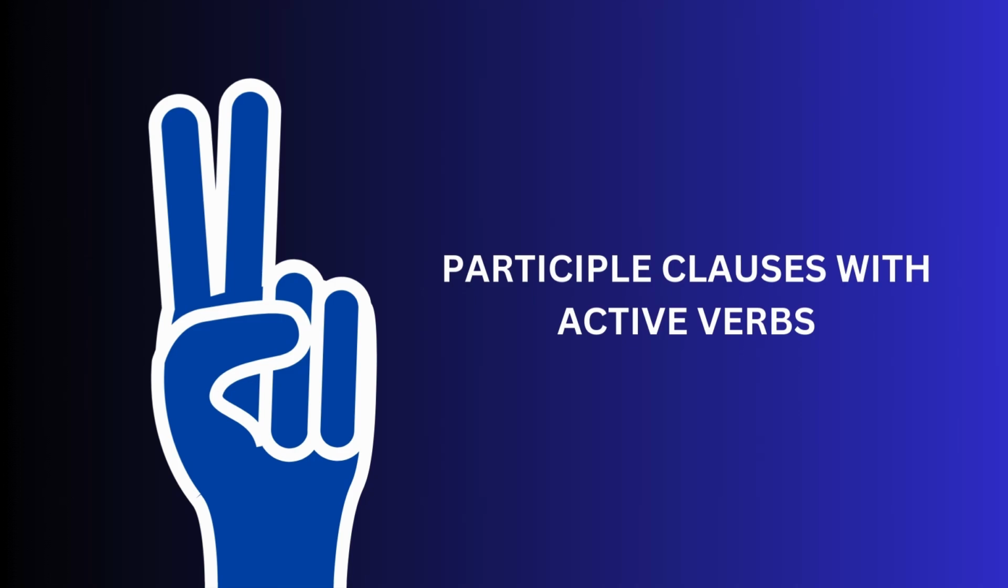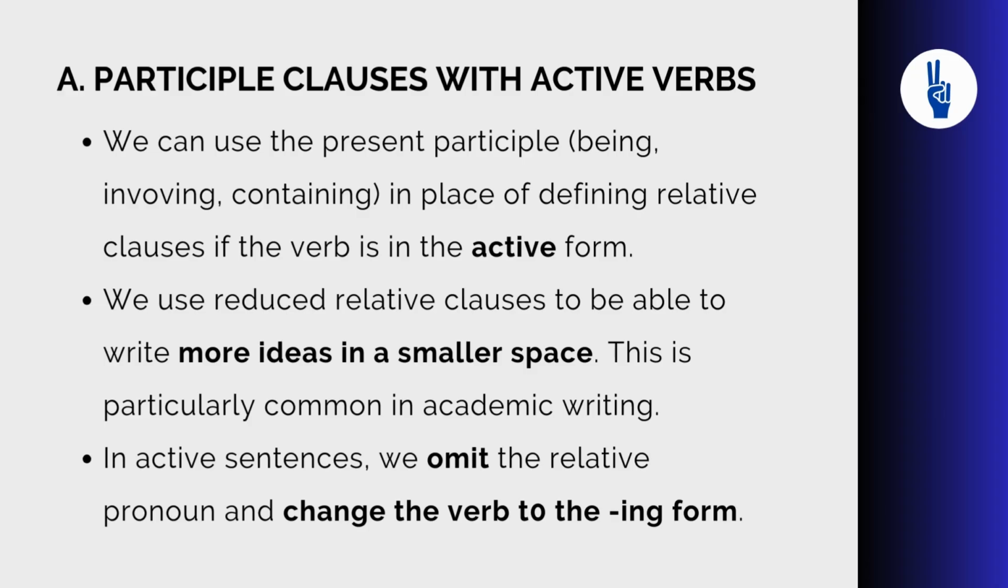Participle clauses with active verbs. Participle clauses with -ing show an active action, usually happening at the same time as the main verb. We can use the present participle in place of defining relative clauses if the verb is in the active form. We use reduced relative clauses to be able to write more ideas in a smaller space. This is particularly common in academic writing.